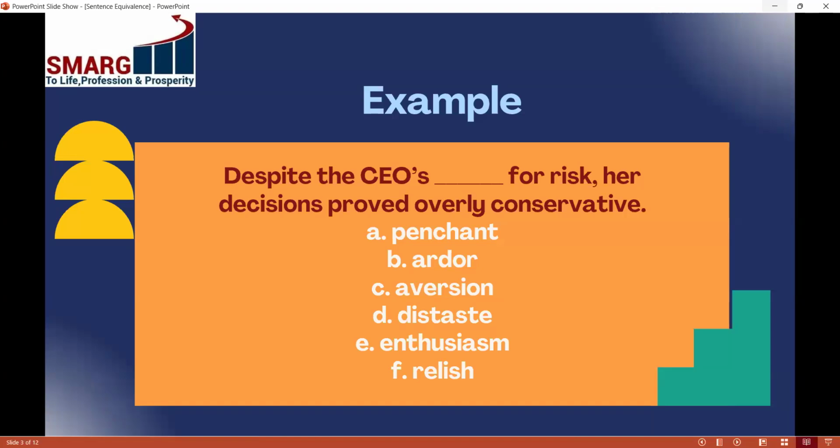So, what is relish? When you savor something, when you prefer something, you have a preference for something. Or let's say you have the habitual liking for it, right? So, on a similar basis is penchant. If somebody has a particular tendency that they like to do a particular thing, you end up using this word, penchant.